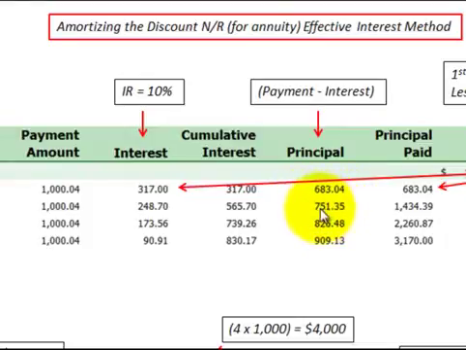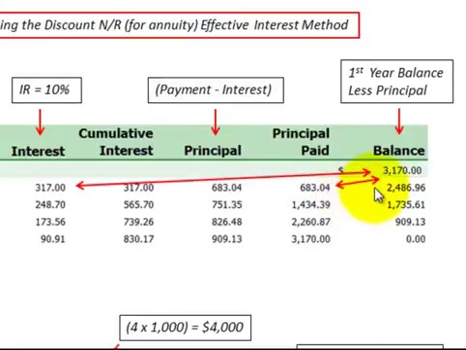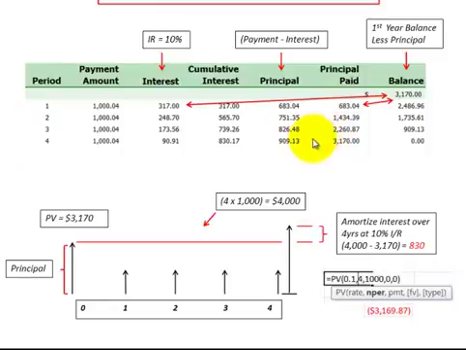So we'll take this principal amount and subtract that from the beginning balance, and we end up with the next year's balance here in the principal, and then we just continue on calculating our interest and then subtracting that interest from our payment amount, and then we reduce and include that as the balance. The difference would be the principal here.